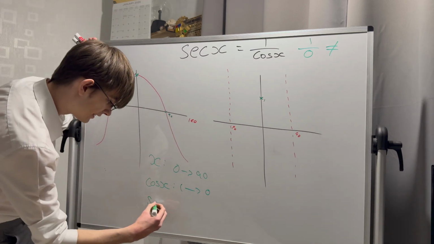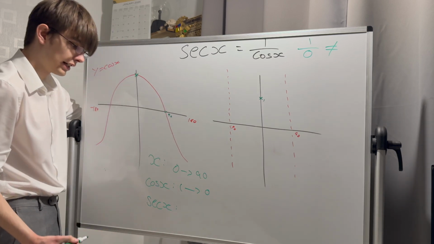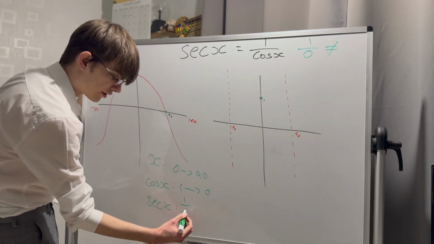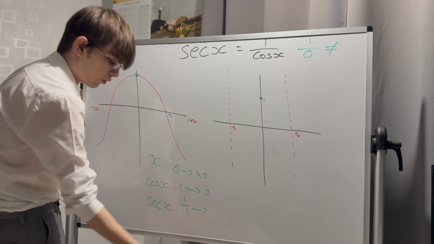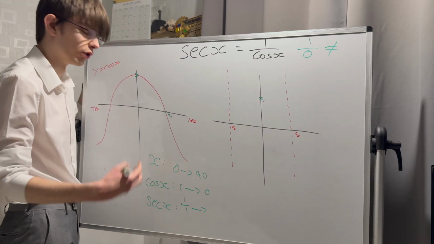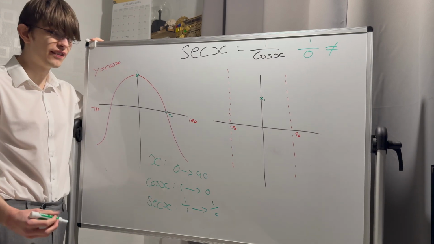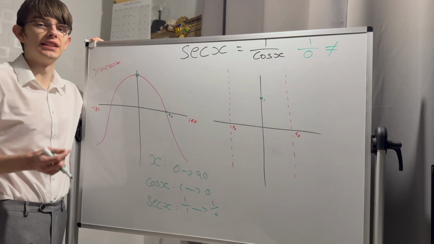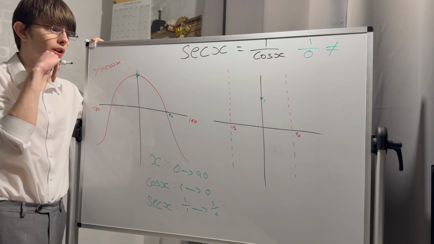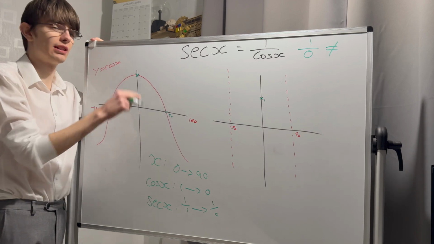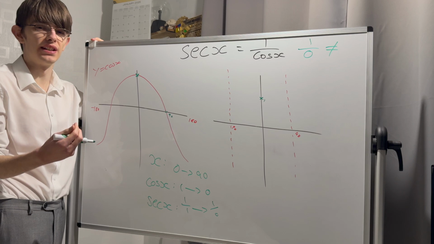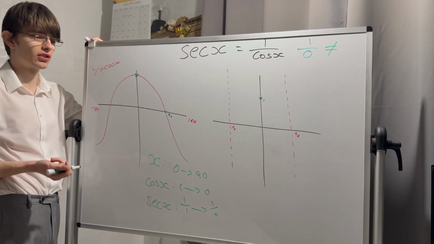So my sec of x is going to go from 1 divided by 1 all the way down to 1 divided by 0, basically, which obviously we know is impossible, but we can think of it as maybe infinity. I don't know if this is still the case, but a few years ago, if you typed 1 divided by 0 into Google, it would say infinity.